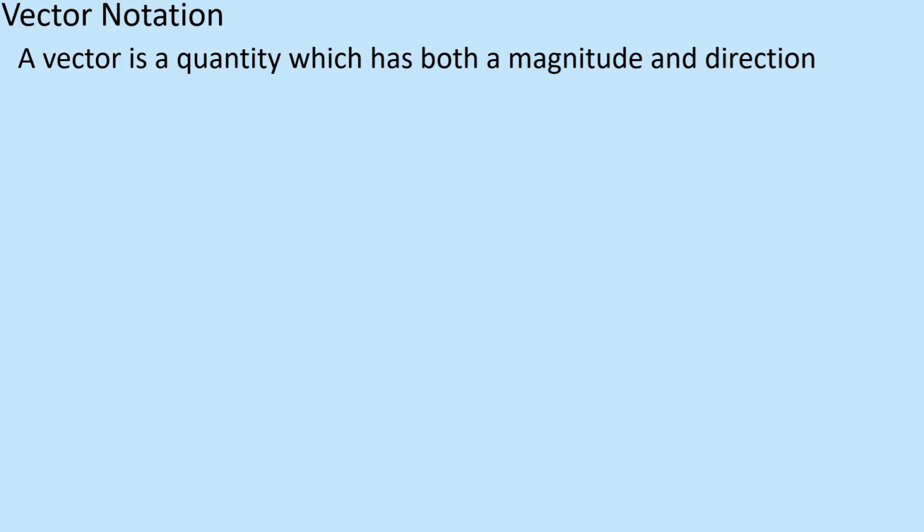Alright, so a vector first of all is a quantity which has both magnitude and direction. So that's the purpose of it. It's not about just the length of something, it's about saying it goes from somewhere to somewhere and therefore it has a certain length. Alright, so magnitude and direction.